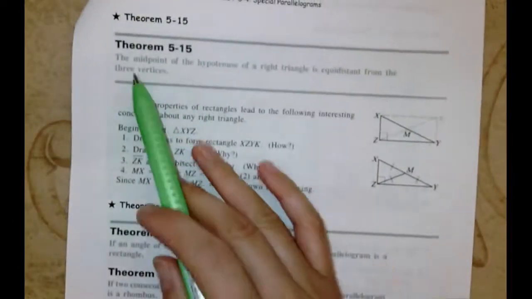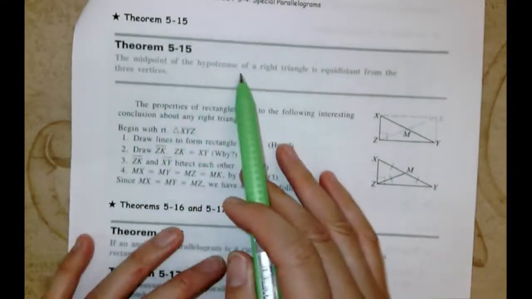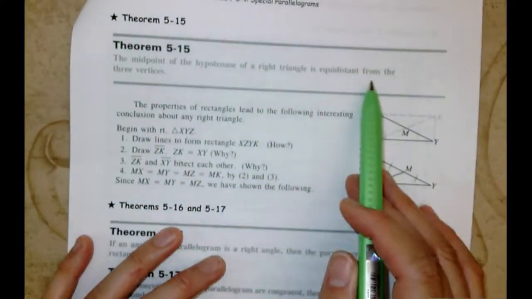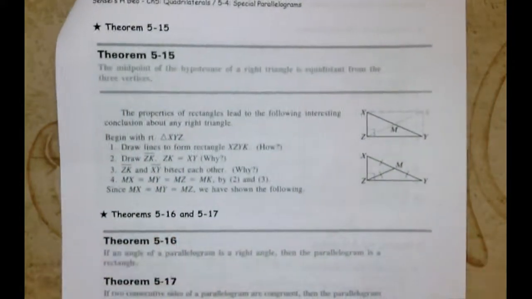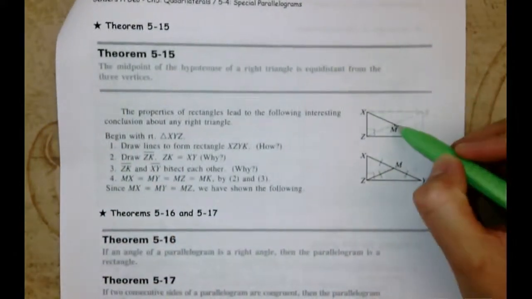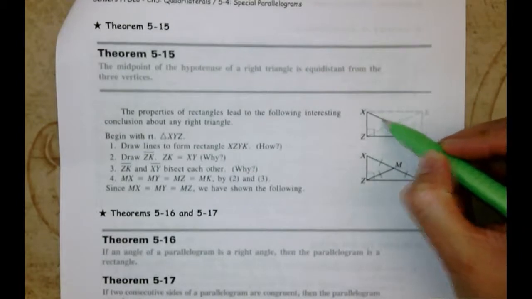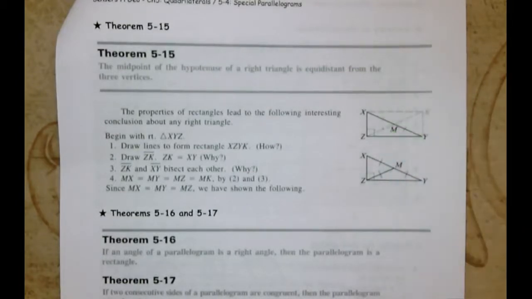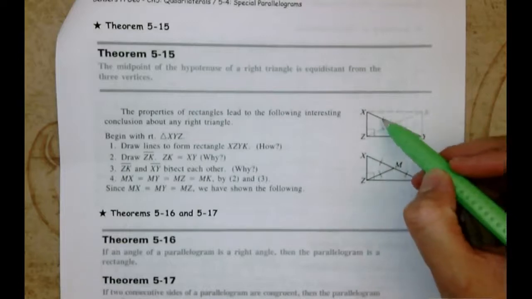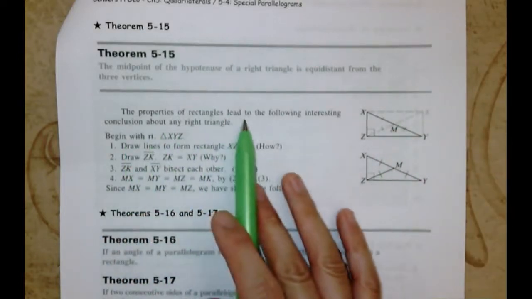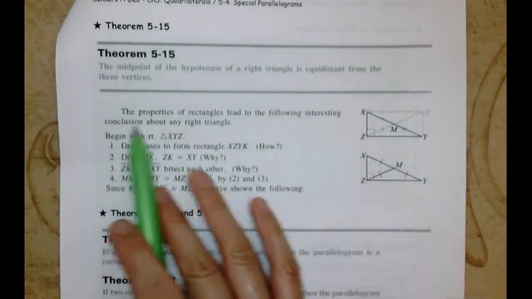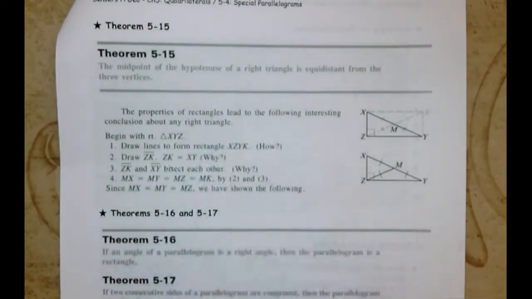All right, here's theorem 5.15. The midpoint of the hypotenuse of a right triangle is equidistant from the three vertices. We did a problem similar to this, and I told you there's a problem where we end up saying that these are the same lengths, and I told you that there's a theorem that's coming later. So this is that one.